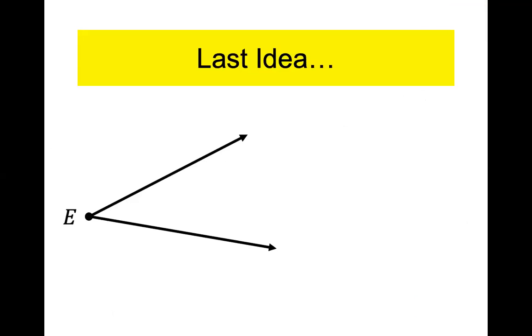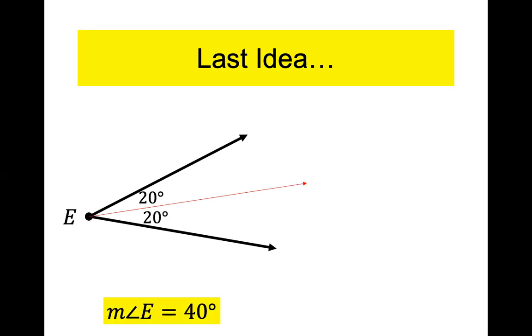One last thing. If you take the angle, in this case angle E, and I cut it in half through the middle, that angle E was 40, now I made two angles. What are we going to call that red ray right there? You take an angle and you cut it in half, what would be a good name for it?